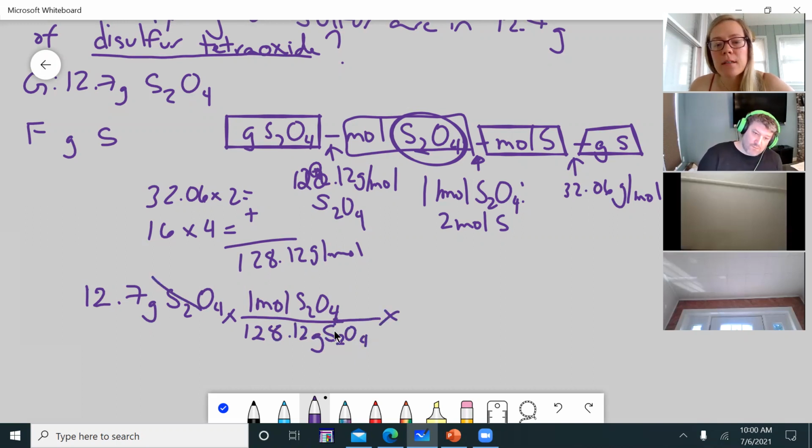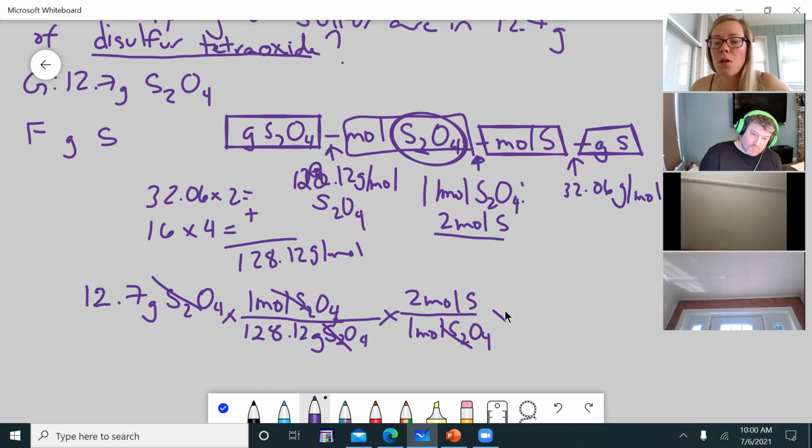The grams will cancel. I'm going to keep just chaining them together. So the next step is to go from moles of the compound, which I want to put on the bottom this time because I want that to go away. How many moles of sulfur do I get? 2 moles of sulfur. So the moles of the compound go away.